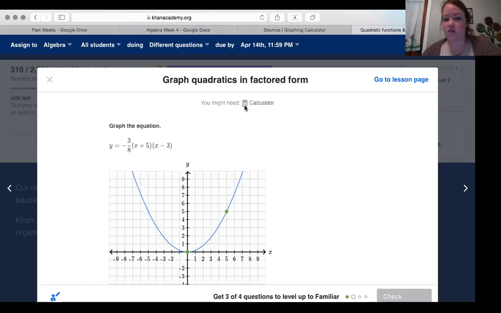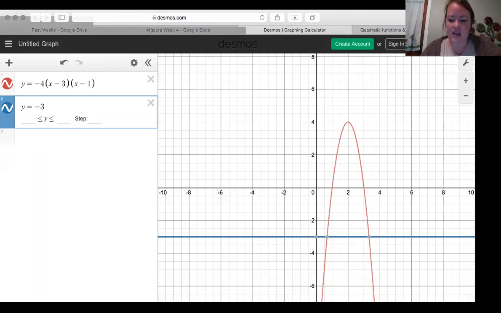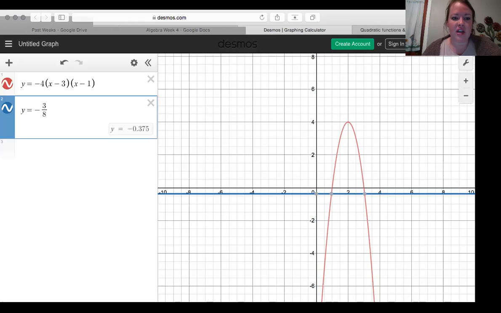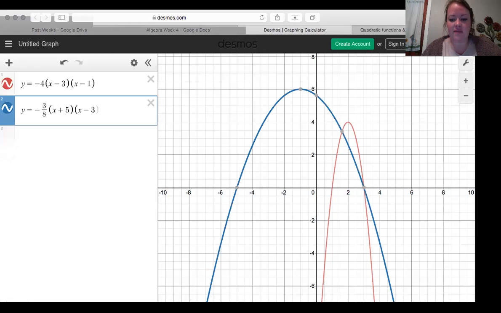Okay, so first off, it opens down. So that's an important fact. I want you to make note of it because this leading number is negative. And then you can graph two parabolas or lines or whatever on the same Desmos, and it'll do it in a different color. Okay, so to get a fraction, I will type in just -3 divided by 8, and it'll make it a fraction, and then I move out from the fraction. And then I'm going to do x plus 5 and x minus 3.